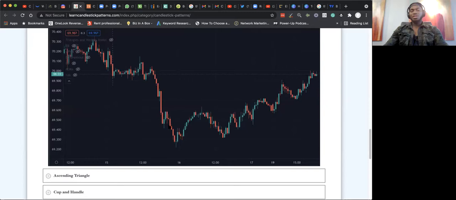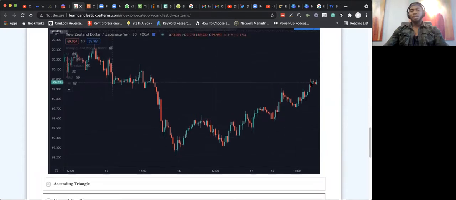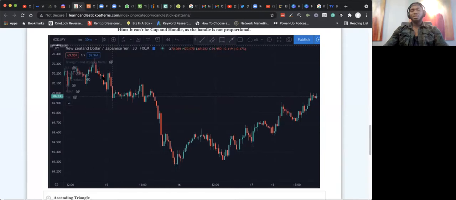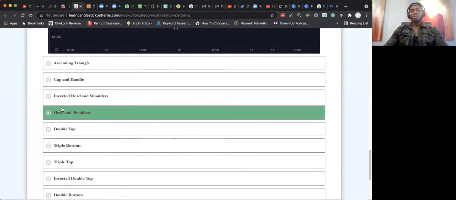My best guess, because this is a bear downtrend inverted to an uptrend, but it still has a lot of room to go because there's another resistance at the top over here. This chart is a 30-minute Forex chart, New Zealand dollar versus Japanese yen, 30-minute chart. So we're looking at an ascending triangle. I'll take that one.